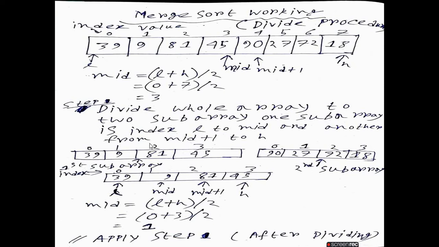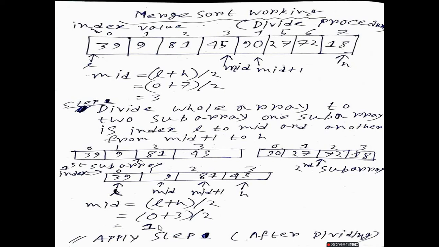First, again, calculate the mid value. 39 has index 0, 9 has index 1, 81 has index 2, 45 has index 3. How do I calculate? (L plus H) by 2, that means 0 plus 3 by 2, that means 1. So mid is now pointing here. This is the mid value. Now what is mid plus 1? This. So again divide the array into two sub-arrays. One part is 39 and 9. Another sub-array is 81 and 45.